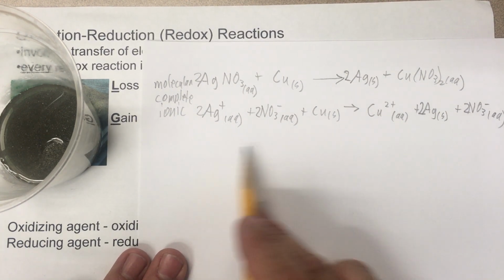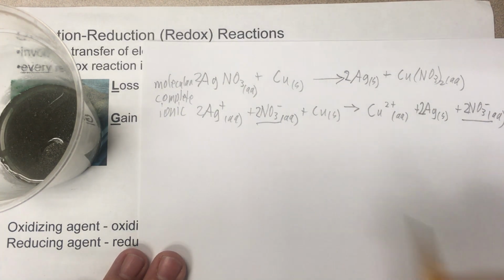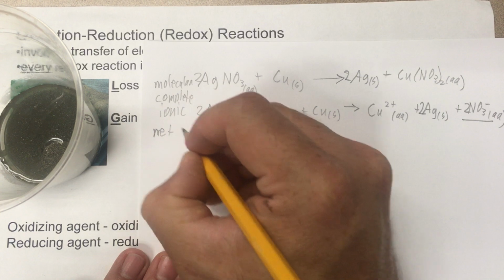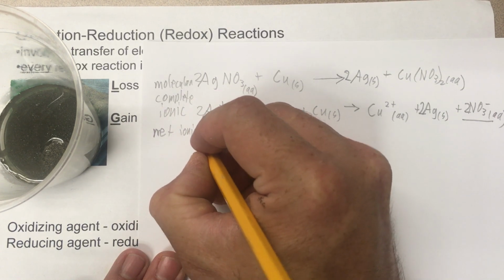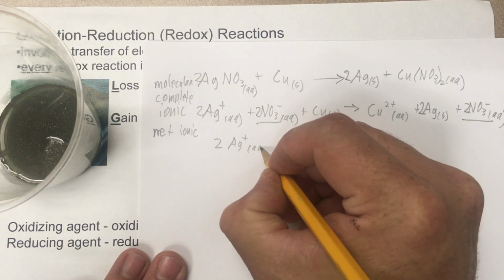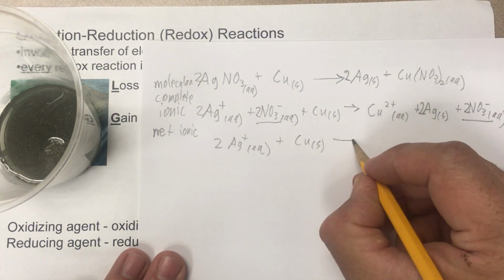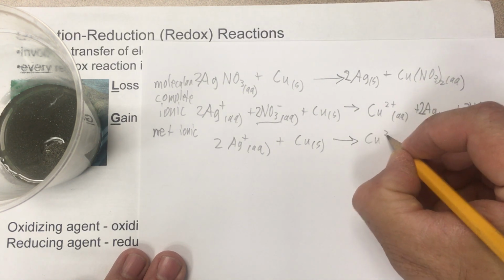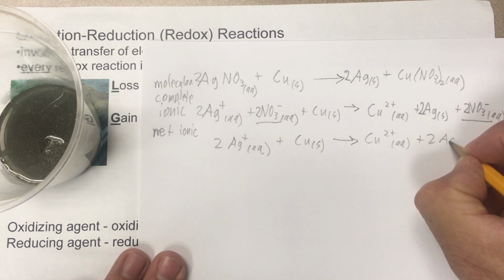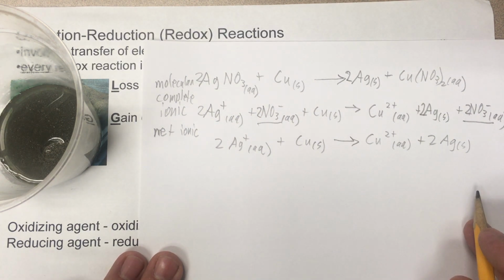Now, if I want to write the net ionic equation here, I could highlight my spectator ions like that, and I could write the net ionic equation, which would be 2 silver ions plus solid copper goes to produce copper 2 plus and 2 solid silver metal. And so this is a balanced net ionic reaction.